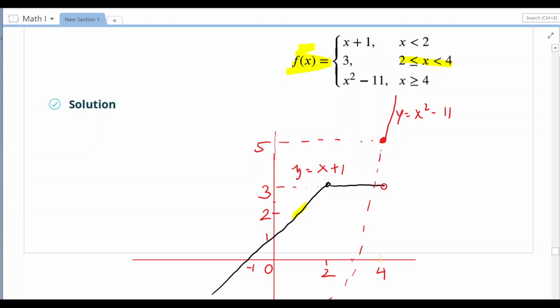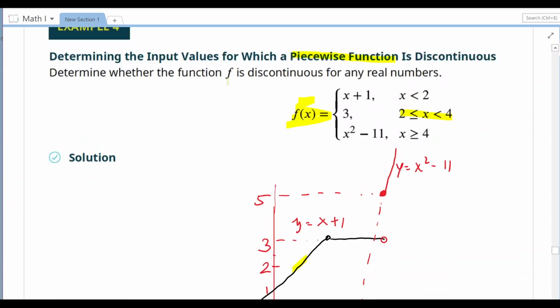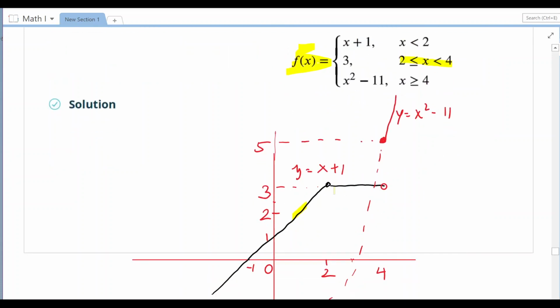So you can see at x equals 4 we have a jump discontinuity. So, determine whether the function f is discontinuous for any real number. Yes, the function has a removable discontinuity at x equals 2 here, and then at x equals 4 it has a jump discontinuity.